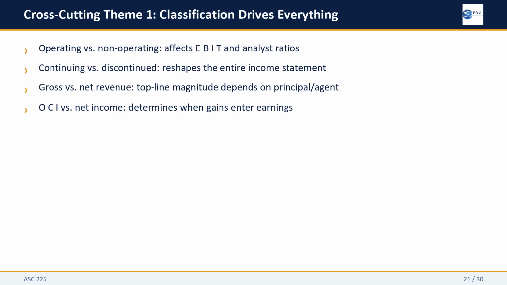Step back and look at the pattern across all 8 sections. Classification is the single most consequential judgment in financial reporting. Whether something is operating or non-operating, continuing or discontinued, gross or net, OCI or net income, each decision changes what stakeholders see and how they evaluate performance. The standards set the criteria, but judgment applies them. That is where accountants earn their expertise.